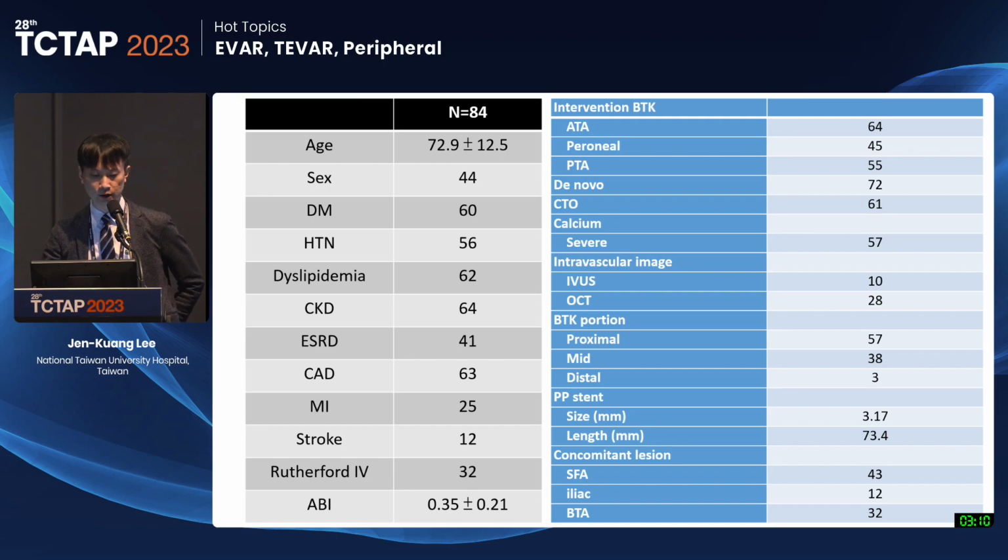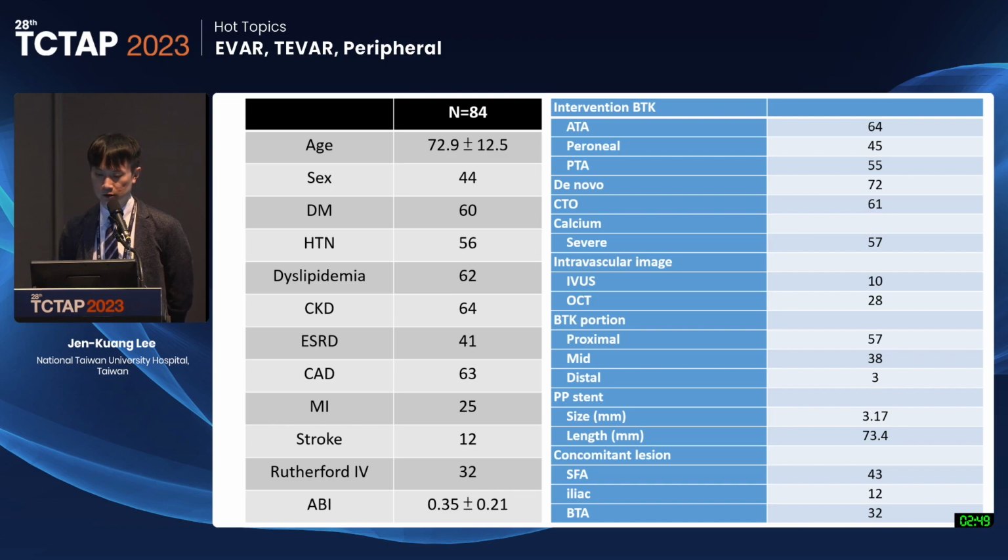So this is the result. Currently, we have enrolled about 84 patients. The age is about 72. And in our country, in Taiwan, the prevalence of CKD and ESRD is quite high, so the calcification and the recoil can be appreciated and predicted.